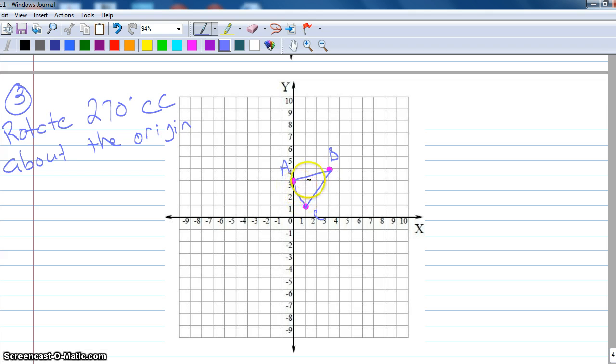Alright, A, B, C. And the rule for this one would be (x, y) goes to (y, negative x). So you put the y first, you keep it the same, and you change the sign of the x. A is 0, 3, B is 3, 4, and C is 1, 1.